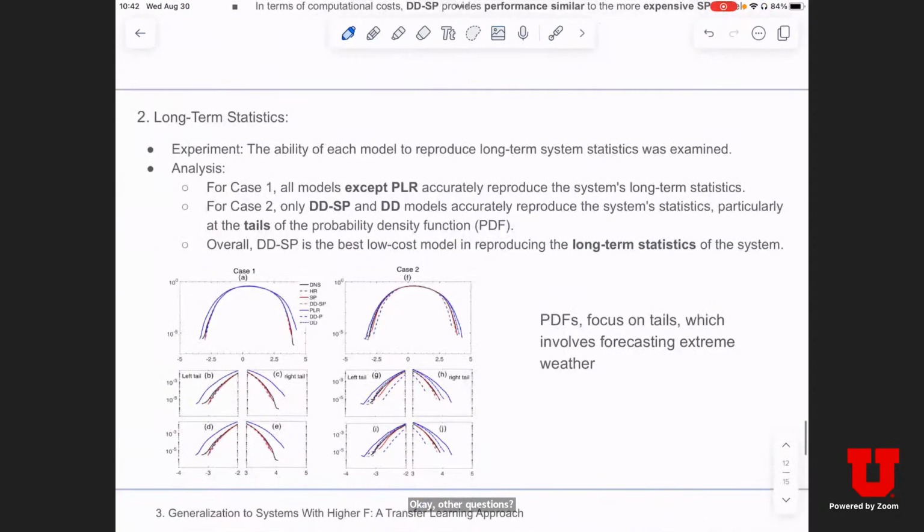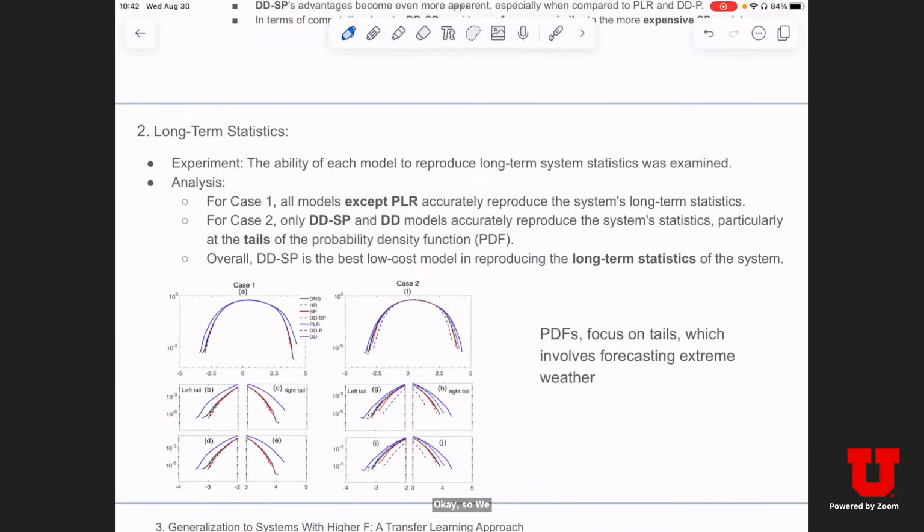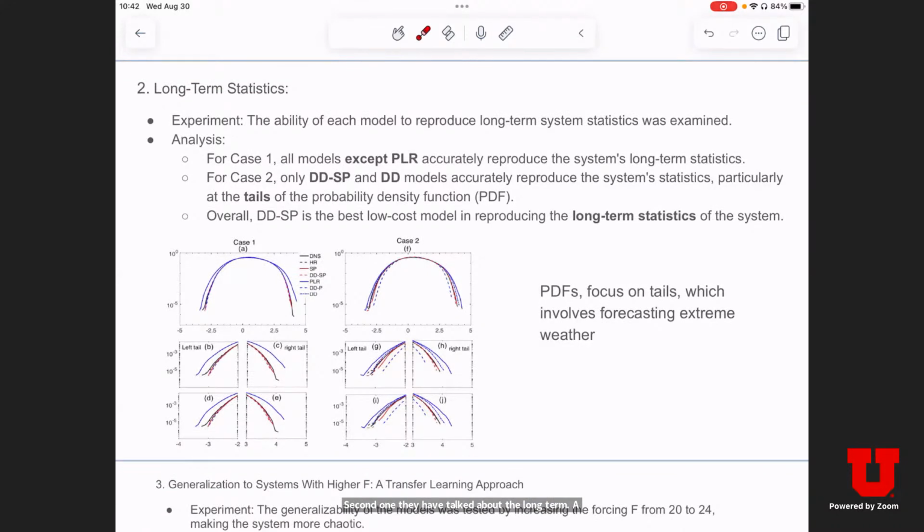Okay, so we talk about the short-term forecasting. Second one, they have talked about the long-term statistic. In this experiment, they produce long-term system statistics, using the PDF, the probability density functions, to see the long-term predictions. If we see this graph, this kind of map, we can know they only focus on the tails to see if this model can do long-term predictions.